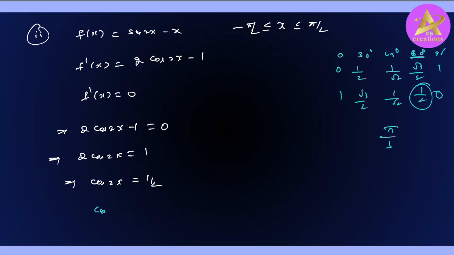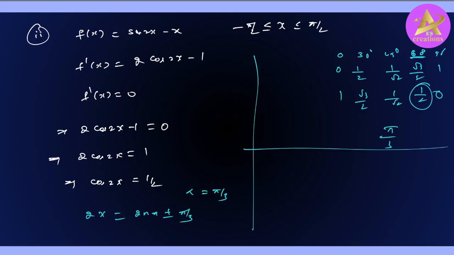Pi by 3. That means cos 2x equal to cos pi by 3. Finally, for the x values, 2x equal to 2n pi plus or minus pi by 3. If you divide by 2, we get x equal to n pi plus or minus pi by 6. If you take n equal to 0, we get x equal to pi by 6, which is nothing but 30 degree.